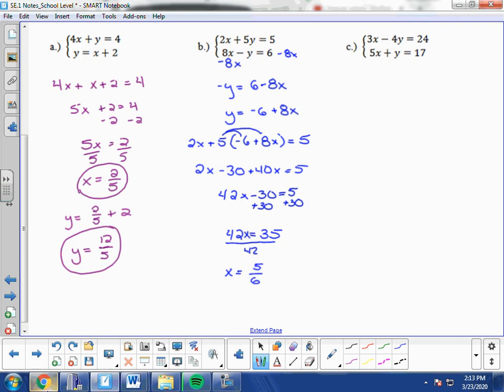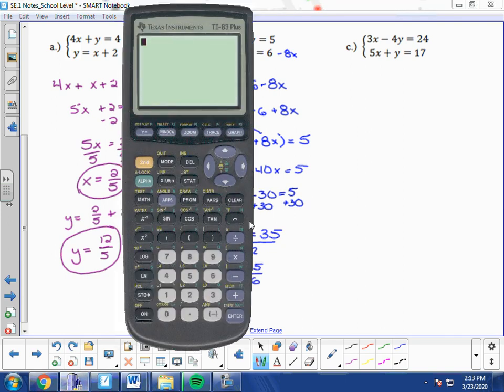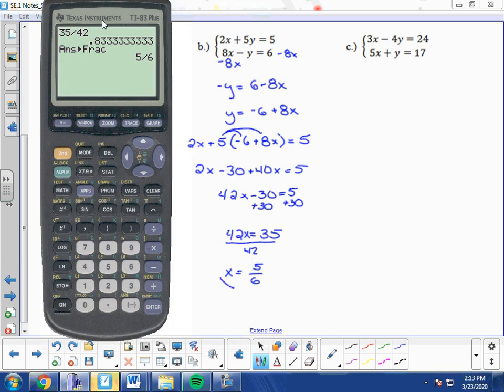Now, real quick, if we do this in the calculator, if I do 35 divided by 42, I'm going to get a repeating decimal. So what I want to do is change that into a fraction. You can do that by hitting the math key and then enter for fraction. And there we have the exact answer. So we don't want to round this answer if we don't have to, and we don't have to here.